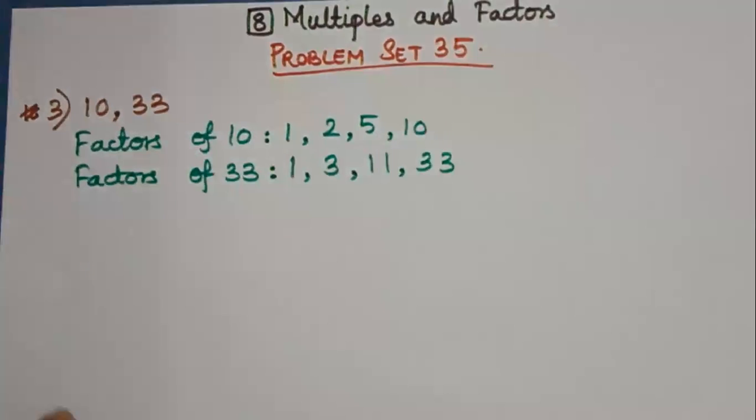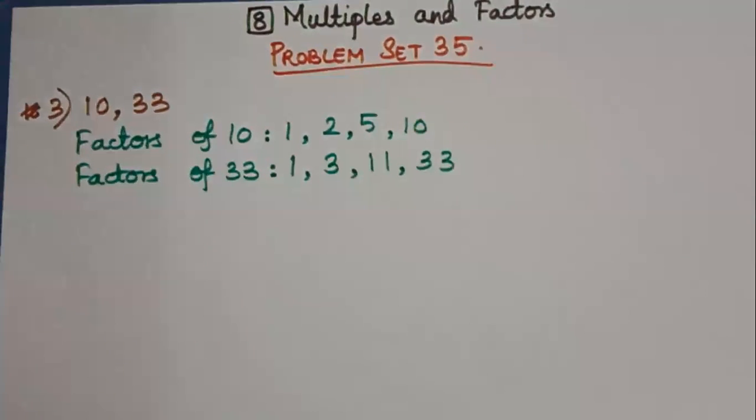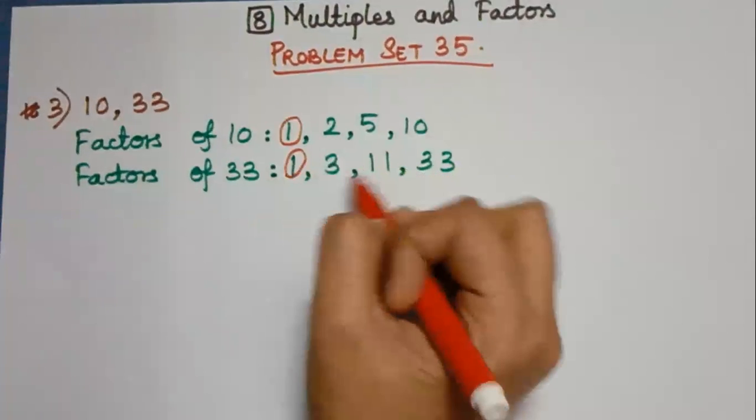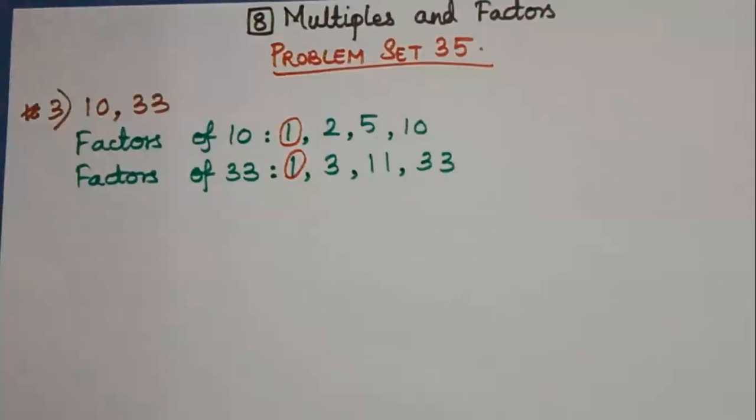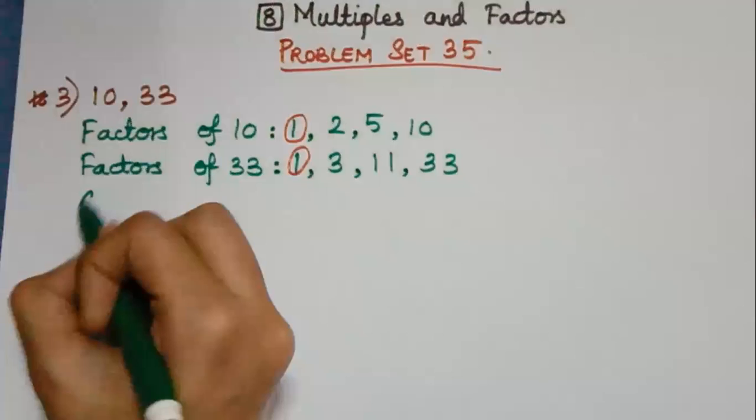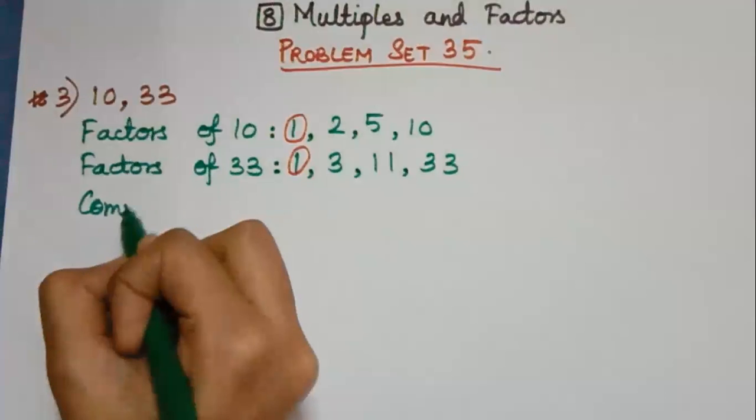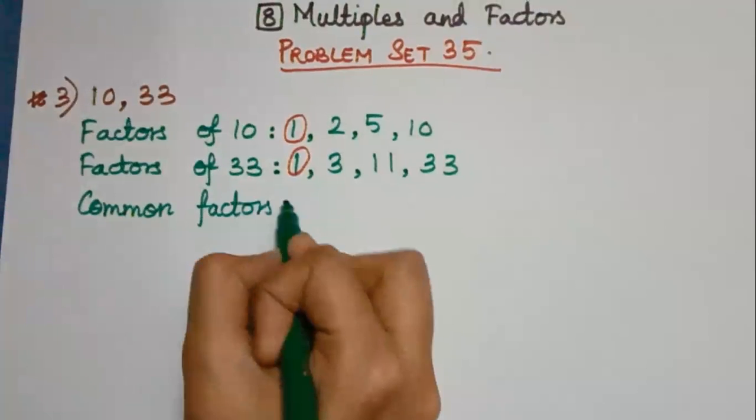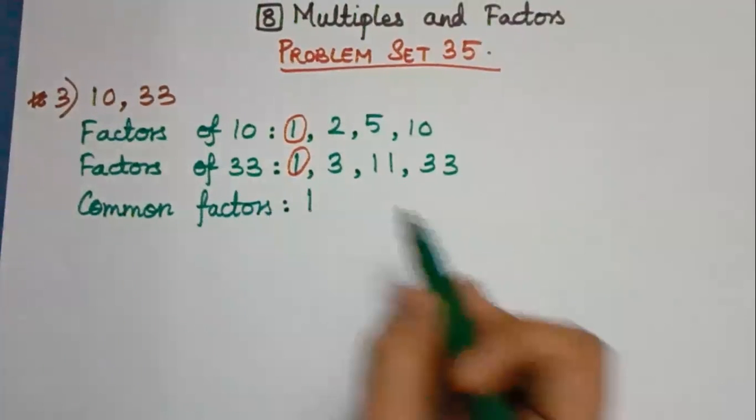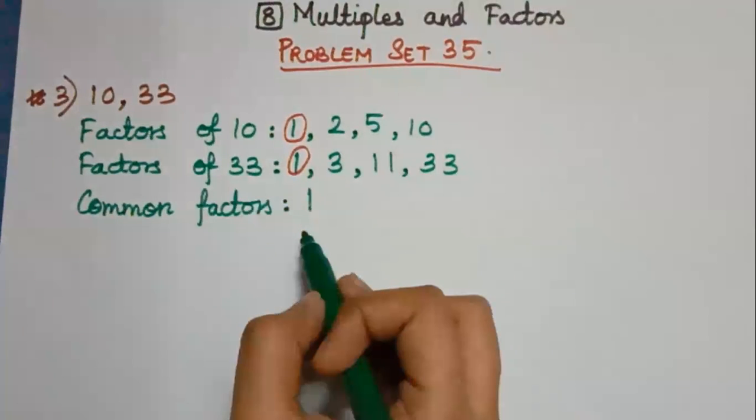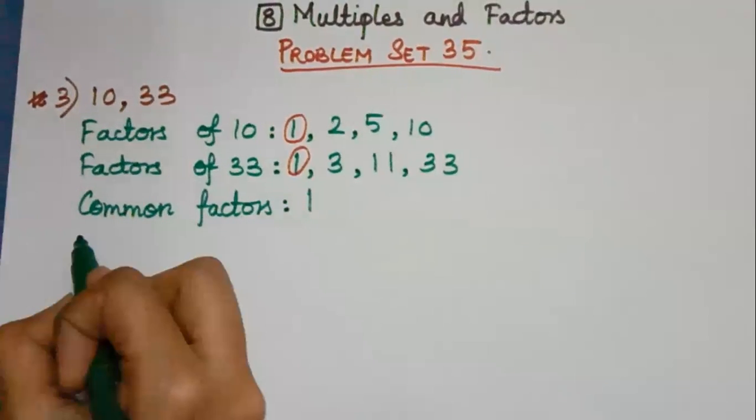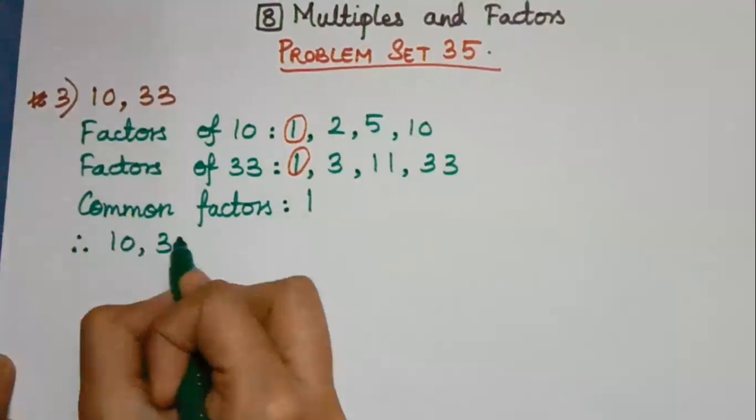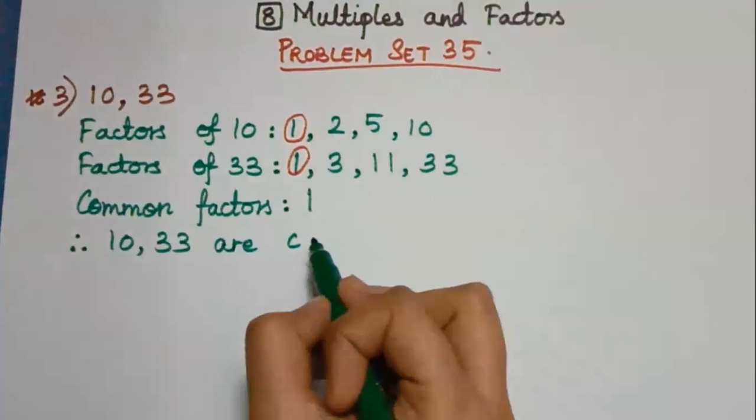Now we will find out the common factor. So I am going to circle it down. So the number 1 is the only common factor out of all of the factors. So here we will write down common factors. So what are the common factors? 1. Okay, there is only 1 as the common factor. So therefore 10 and 33 are co-prime numbers.